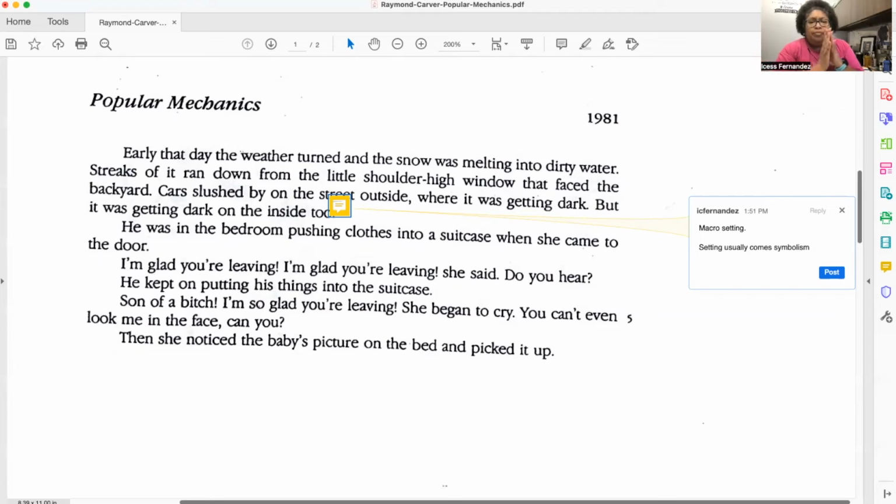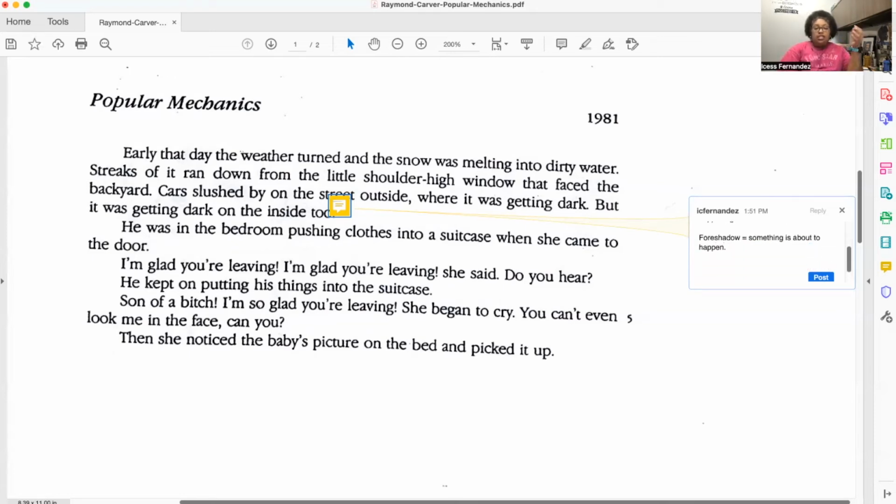And one of the things that's being symbolized here is really the setting, especially when it says it's getting dark outside as it is getting dark inside. So we have some symbolism as far as dark. So we have dark being symbolized here. We also have a bit of foreshadowing here. Something is about to happen. You don't know what yet, unless you've read this already.